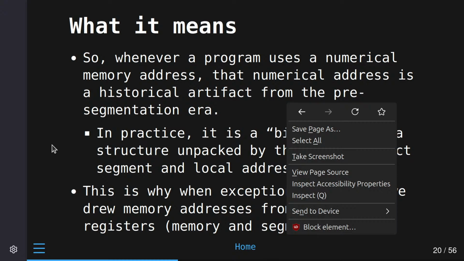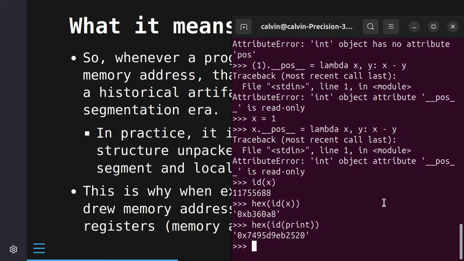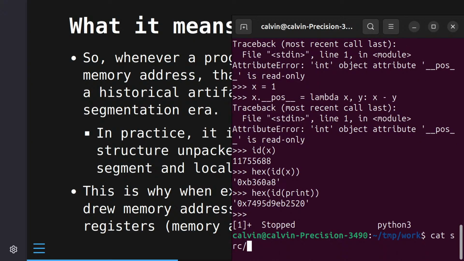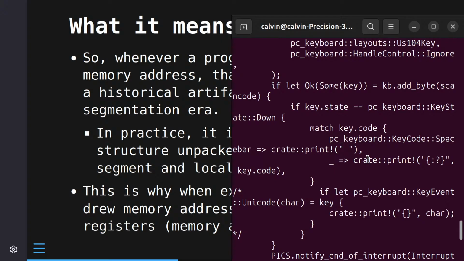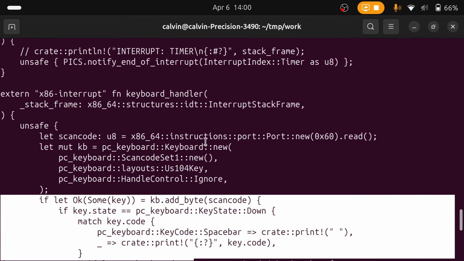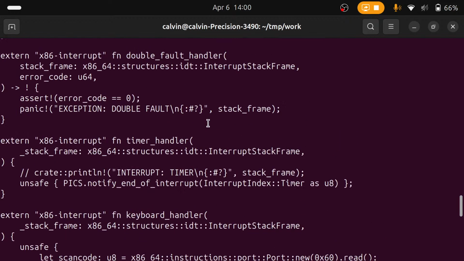Now you saw this once in the case of exception processing. I think. Oh, this is completely unreadable. Here's my keyboard code. It's bad. Don't use it.